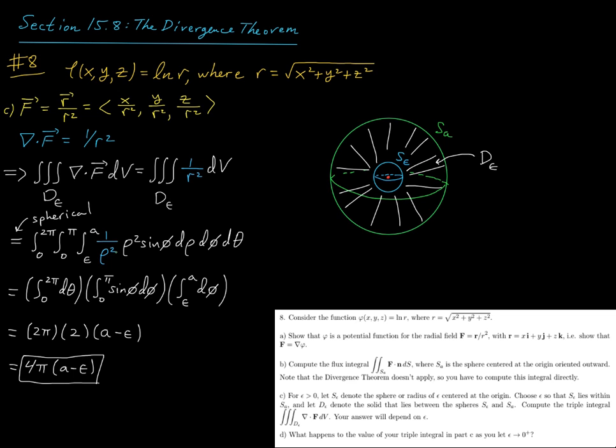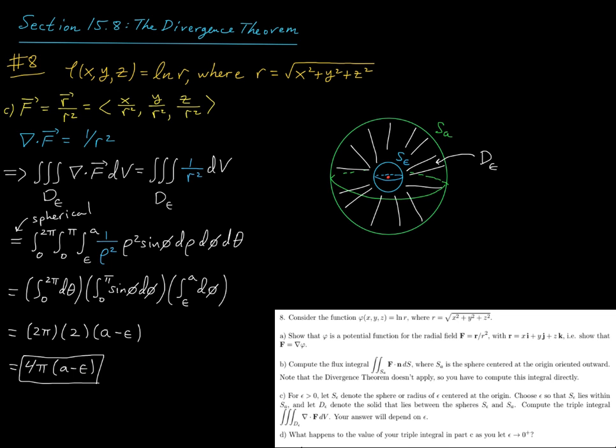So I have 1 over rho squared times, and don't forget the rho squared sine phi, that's coming from the volume element in spherical coordinates. And then I have d rho, d phi, d theta with the appropriate limits. Now notice the rho squareds cancel out. So when you split this up, you wind up getting 4 pi times the quantity a minus epsilon.